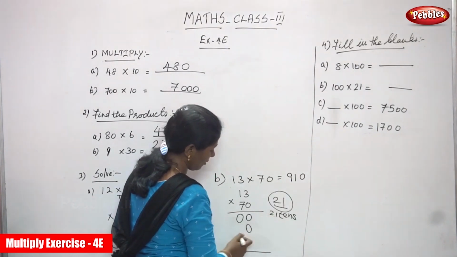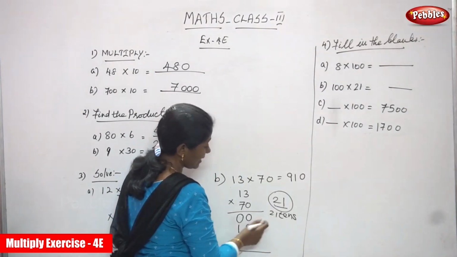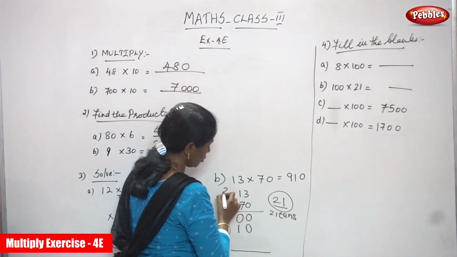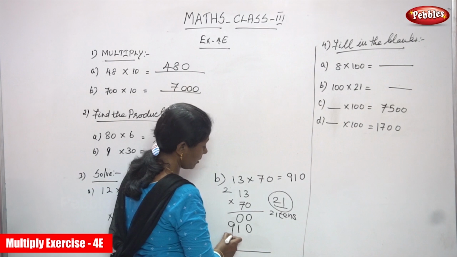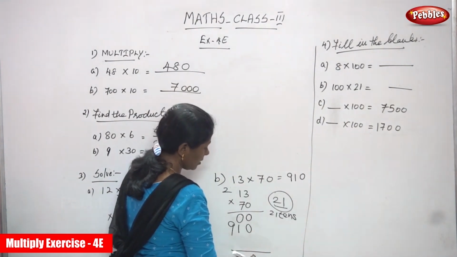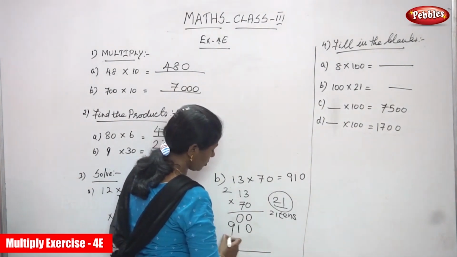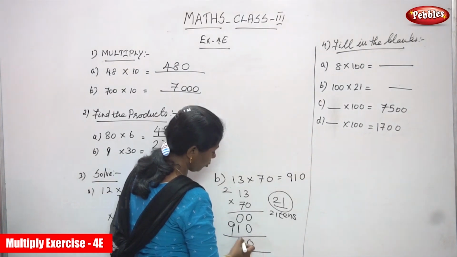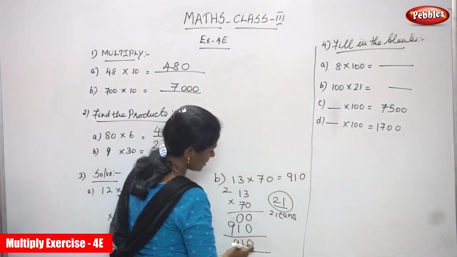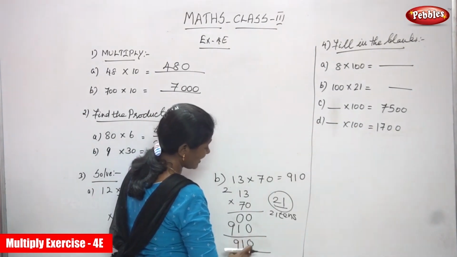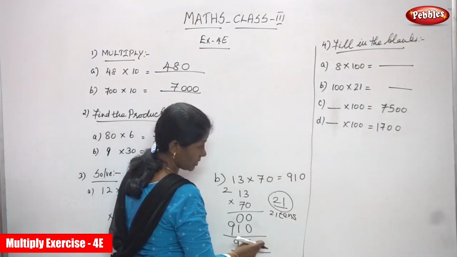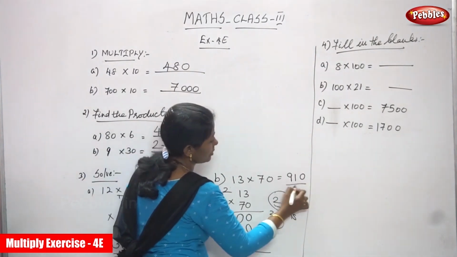This 1 ten you have to write in the tens place. The remaining 2 you have to write on top. 1 7 is 7, 7 plus 2, 9. You must write 9 here. So 0, 1 and 9. So ones, tens and hundreds, and the answer is 910. That is 910, that is what I have written already.